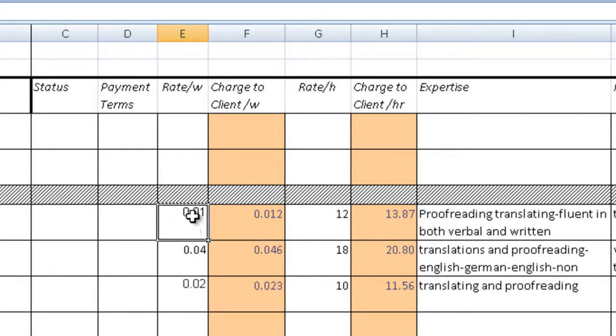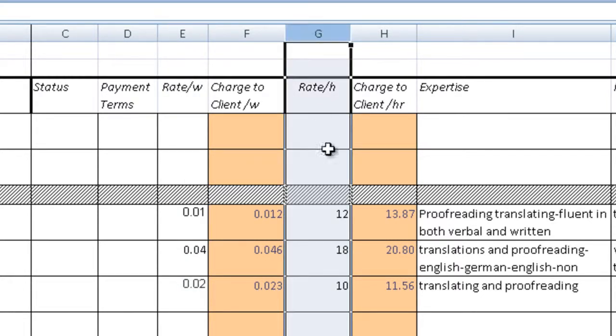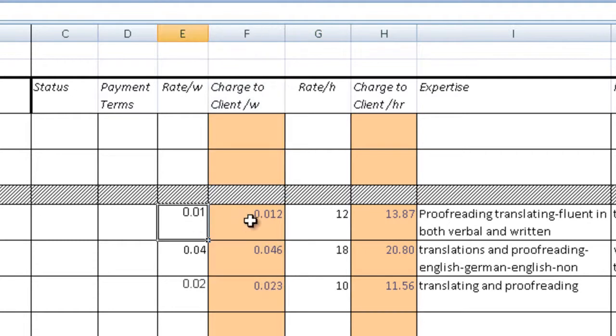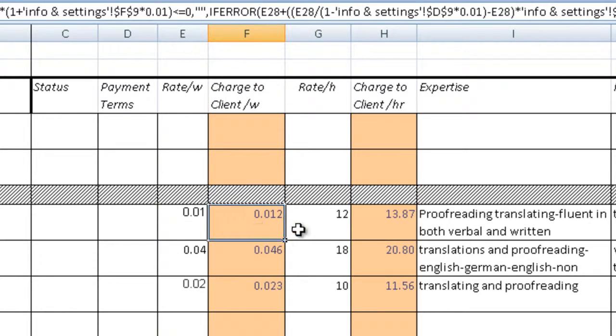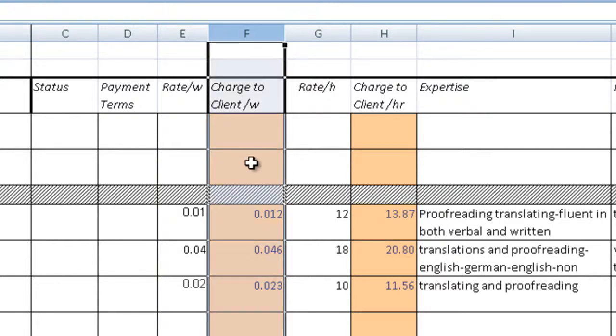However, if you do talk to a contractor, and you'll probably be able to do this in the future, they'll tell you what rate they want. You'll enter that information, the rate per word, in column E, or you'll enter their hourly rate in column G. When you enter that information, you'll get output to the right, telling you the exact amount you should be charging the client.